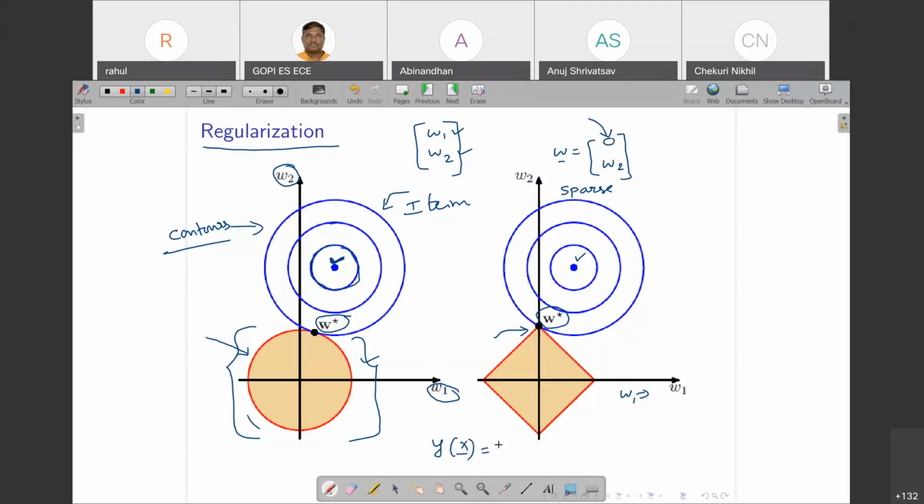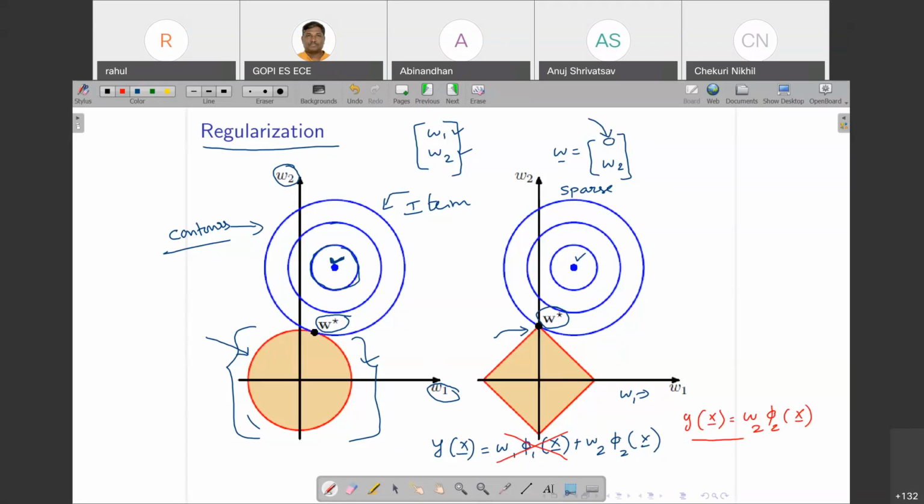Suppose I have a model with two elements: W1 phi 1 of x and W2 phi 2 of x. I'm writing the model like this only because I have two elements in it. And your W1 is 0 in this case. So this first term is becoming 0. The regression model now becomes very simple, having only one term, which is W2 into phi 2 of x.